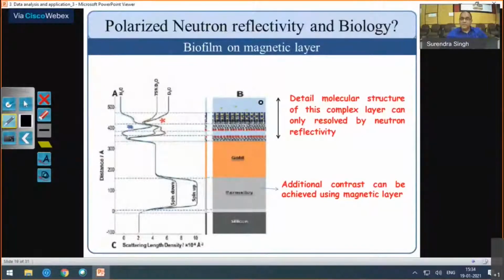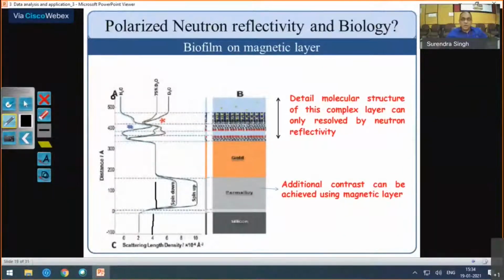water, lipid bilayers. Okay, now you have this magnetic layer, so you will have magnetic contrast. You will have spin up with a different scattering length density, spin down with a different scattering length density. Here it is shown for this structure, the scattering length density for neutrons. So you can see if you do polarized reflectivity, silicon will have only this scattering length density, but for the magnetic layer there are two scattering length densities for spin up and spin down. But if you change this water with D2O, then your scattering length density changes.